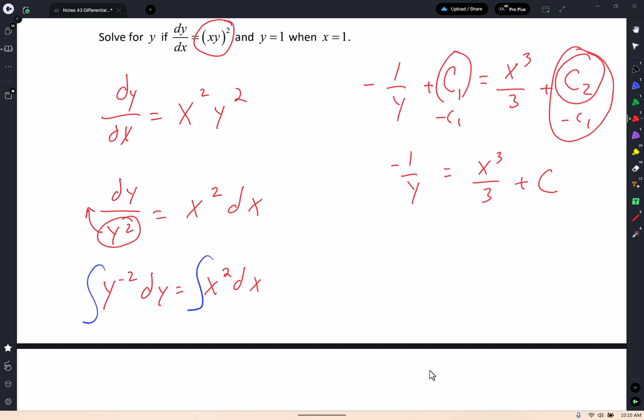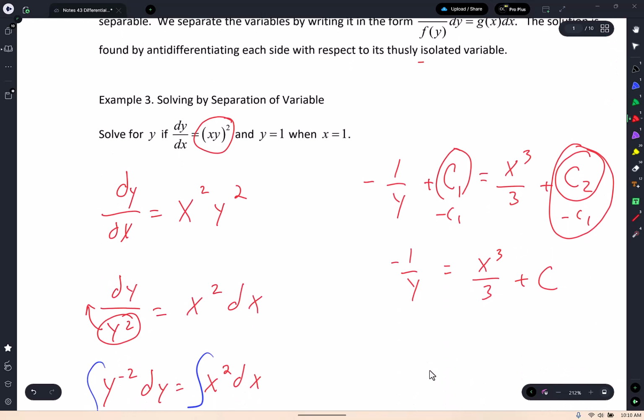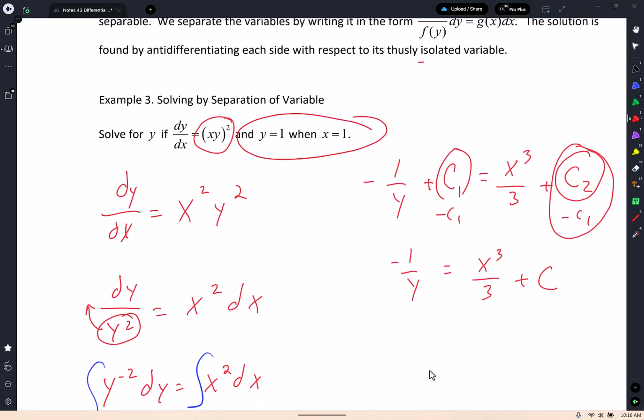I don't understand what's going on. C2 minus C1 is just some constant, guys. You don't have to be doing this over and over again. Write a constant subscript 1, subscript 2, subscript 3. We'll let this situation tell us what that constant is.